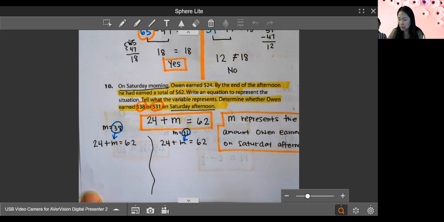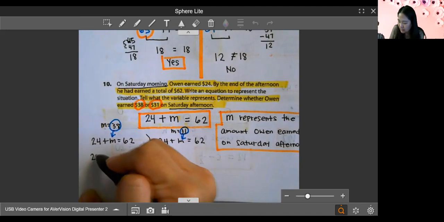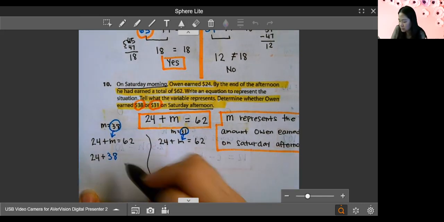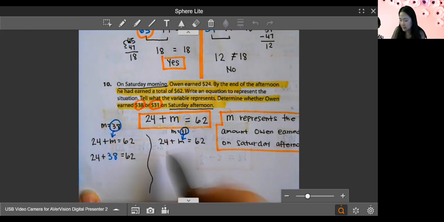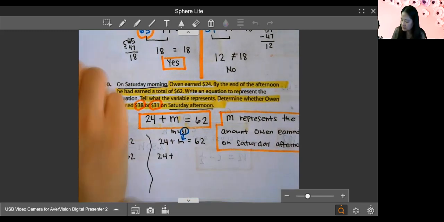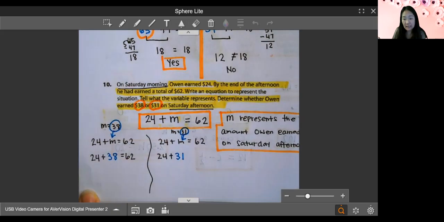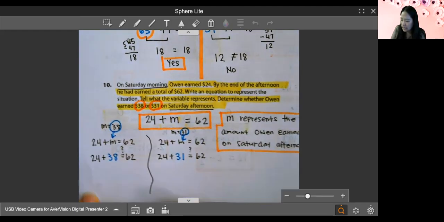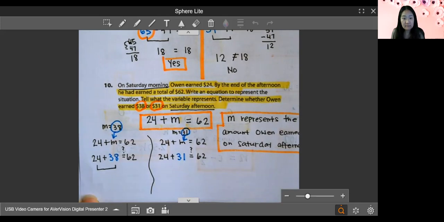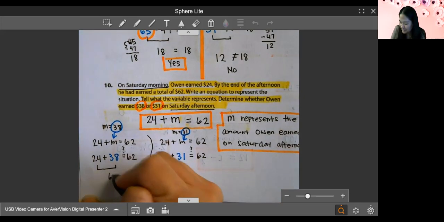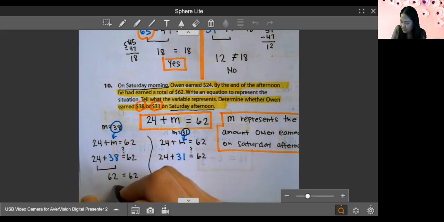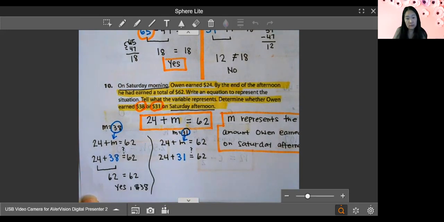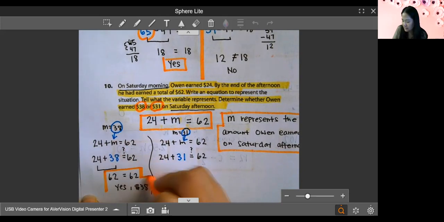So let me first write those equations. The first one, 24 plus 38. And I want to see if that is equal to $62. The second one, 24 plus 31. And I want to see if that is equal to $62. I'm going to put a question mark here. Okay, now 24 plus 38 is 62. So 62 is equal to 62. So then, yes, that's correct, which means $38 is the solution. We already know that. We found it out just right now.